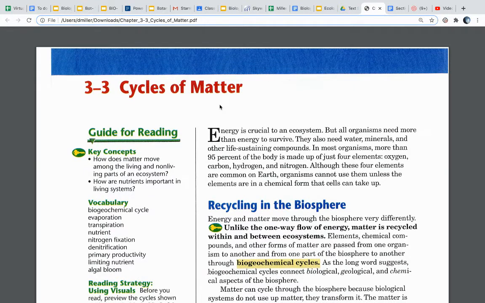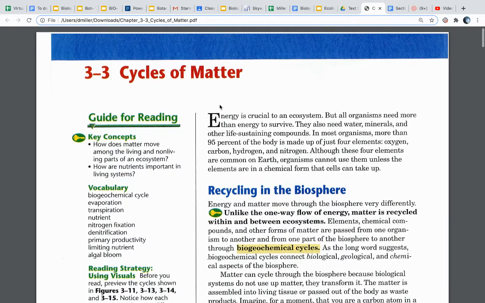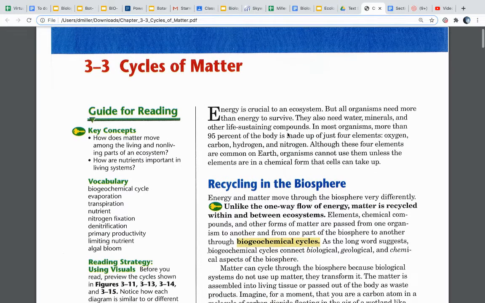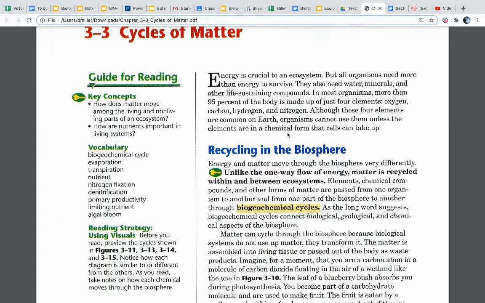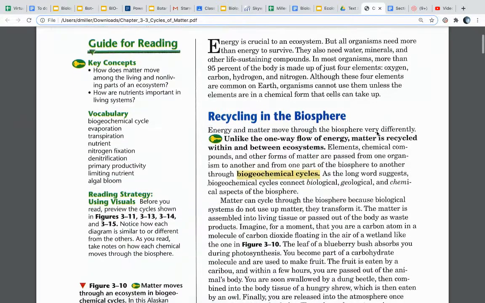So let's go ahead and jump right into the reading. 3.3, Cycles of Matter. Energy is crucial to an ecosystem, but all organisms need more than energy to survive. They also need water, minerals, and other life-sustaining compounds. In most organisms, more than 95% of the body is made up of just four elements: oxygen, carbon, hydrogen, and nitrogen. Although these four elements are common on Earth, organisms cannot use them unless the elements are in a chemical form that cells can take up.